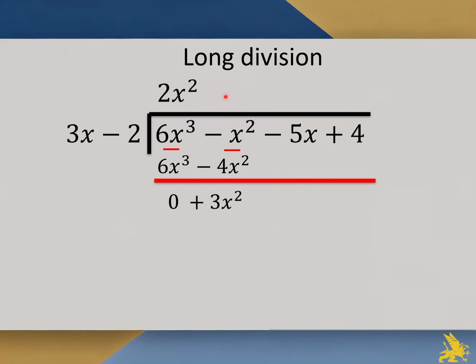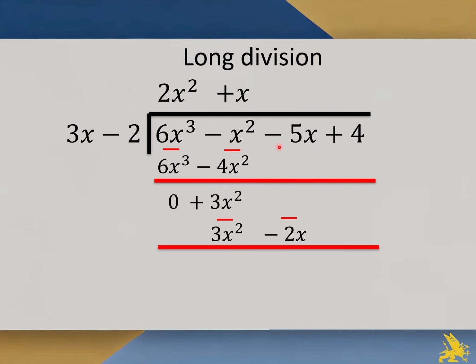And I continue. 3x squared divided by 3x. Well, the 3's cancel out, and x squared divided by x is x. I go the opposite way. x times 3x is 3x squared. x times negative 2 is negative 2x. I take that away. It cancels out this term here. Negative and a negative is a positive.